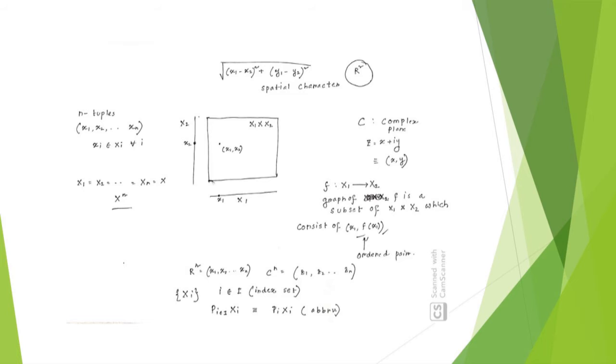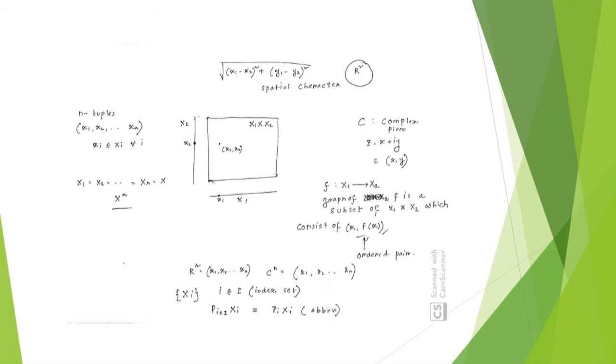If the set capital X1 and the set capital X2 are finite sets with number of elements m and n respectively, that is, the set capital X1 has small m elements and the set capital X2 has small n elements, then it is obvious that the set X1 cross X2 has m into n, that is, mn elements.